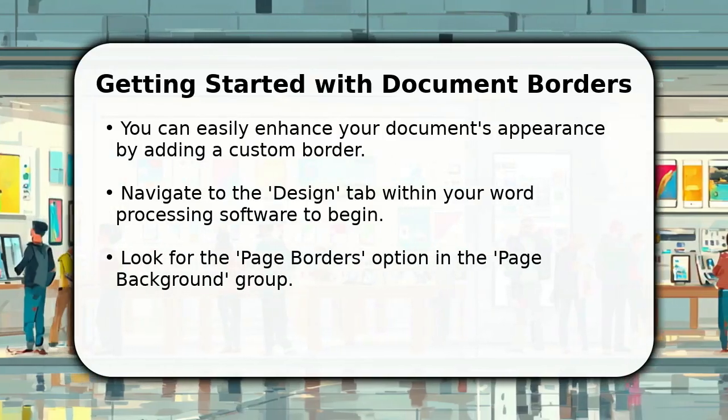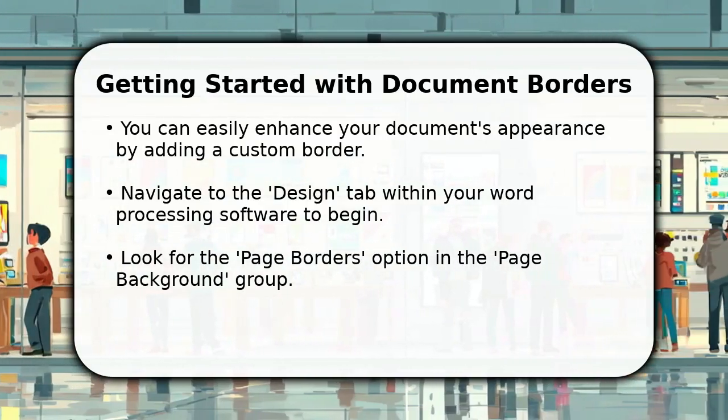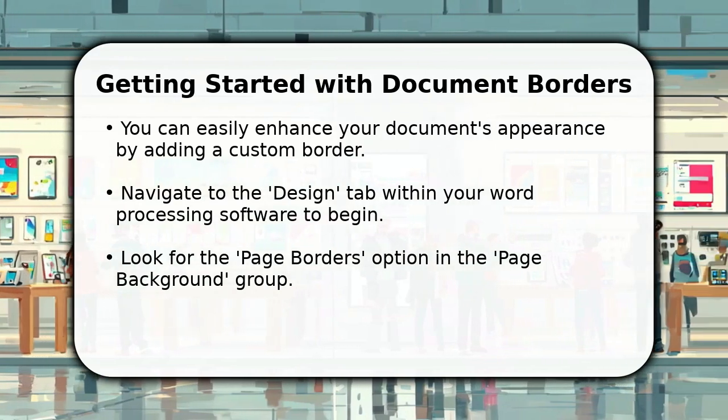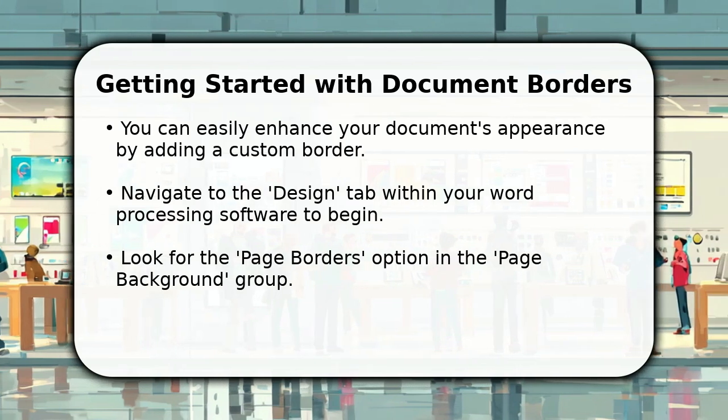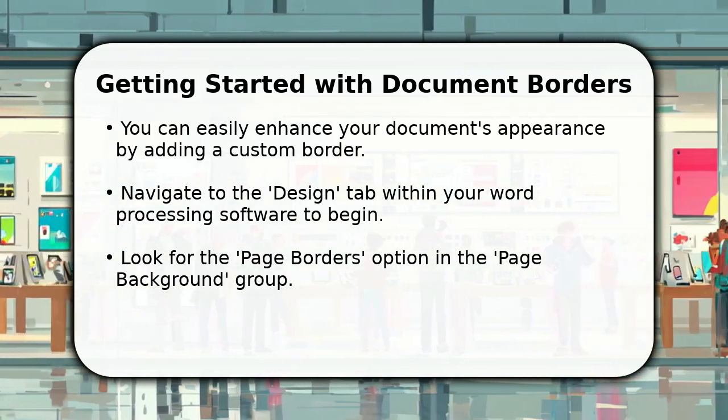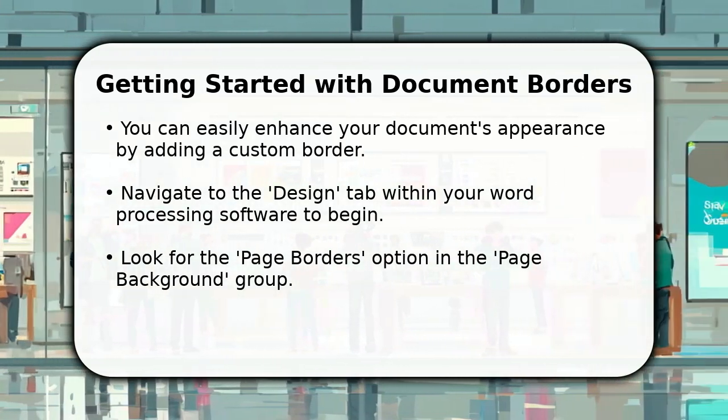In this video, I will explain how to add borders to documents. First, open your document and click on the Design tab at the top of your screen. Next, locate the Page Borders button, usually found on the far right within the Page Background section.